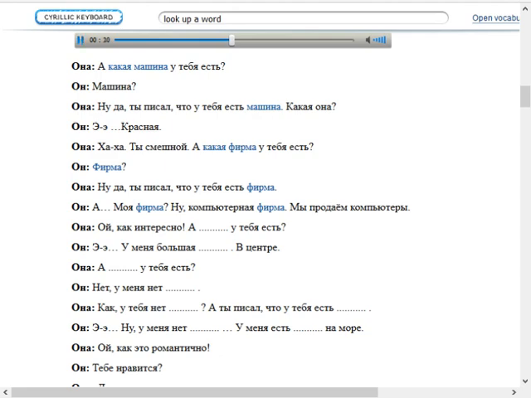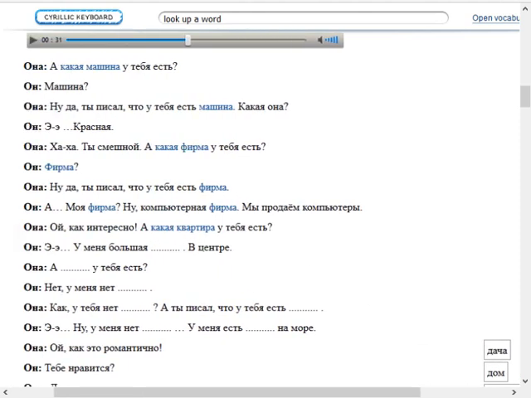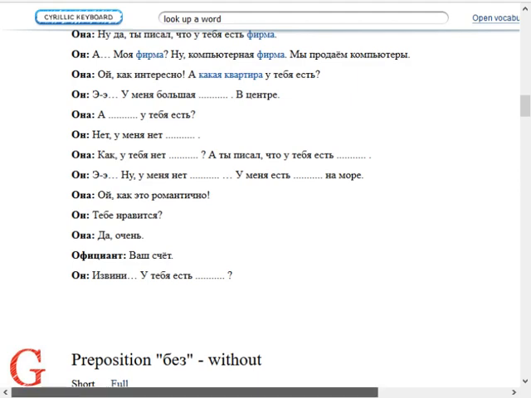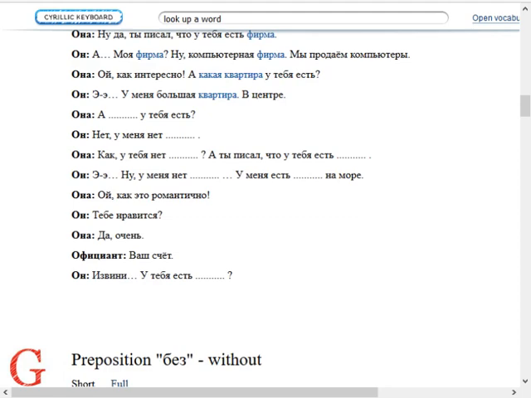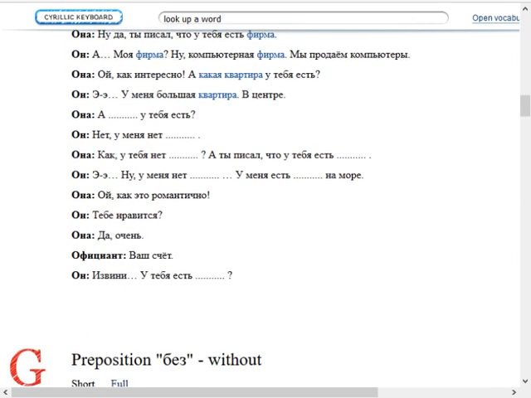А какая квартира у тебя есть? А какая квартира? And what apartment do you have? У меня большая квартира. I have a big apartment. Perhaps he's compensating for something. В центре. In the center. А дача у тебя есть? A dacha у тебя есть.